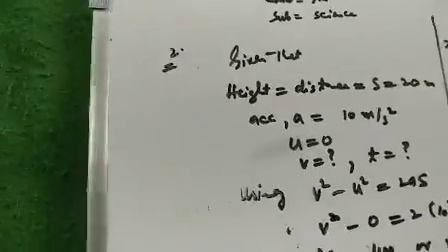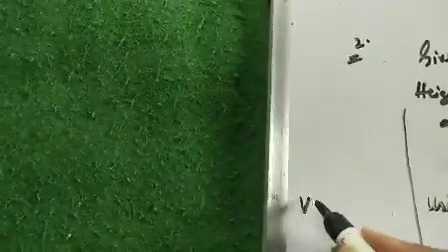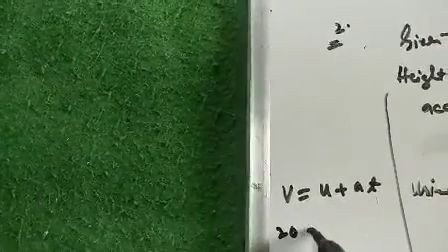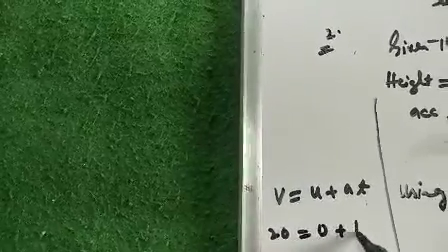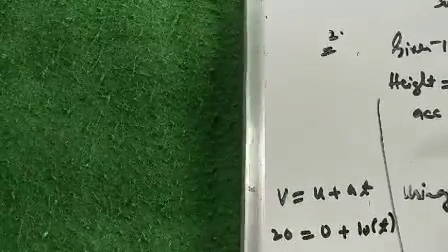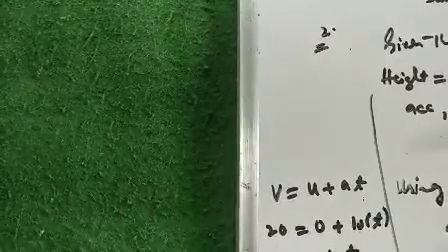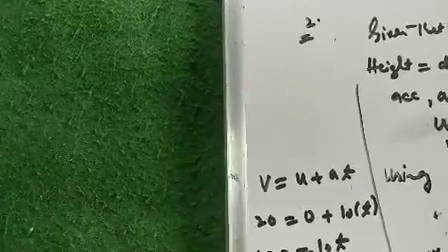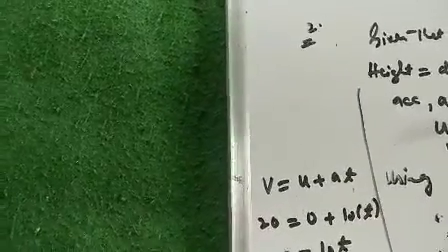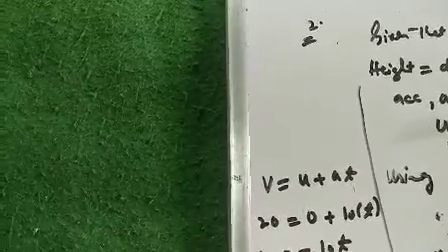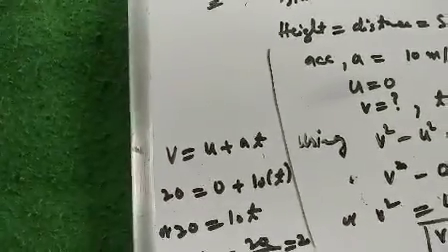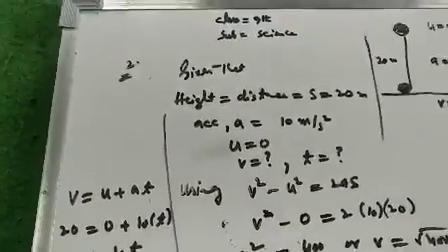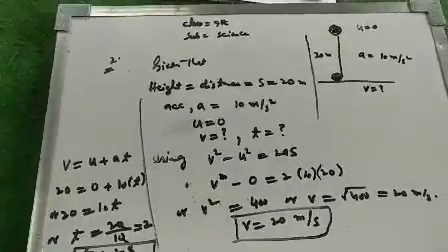फिर हम टाइम निकालेंगे. टाइम के लिए हम यूज़ करेंगे कौन सी इक्वेशन, v is equal to u plus at. v निकाला हमने, that is 20 meter per second, u is 0, a is 10, टाइम निकालना है. So 20 is equal to 10 into t, or t is equal to 20 divided by 10, that is equal to 2 second. So t is equal to 2 second. टाइम निकला. This is the time with which the ball strikes the ground. अब आप ये नोट कर सकते हो.